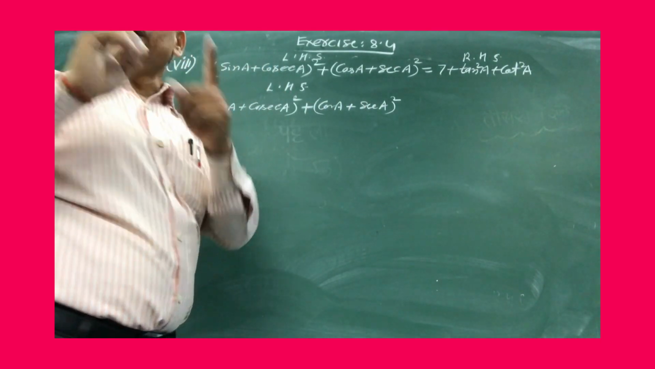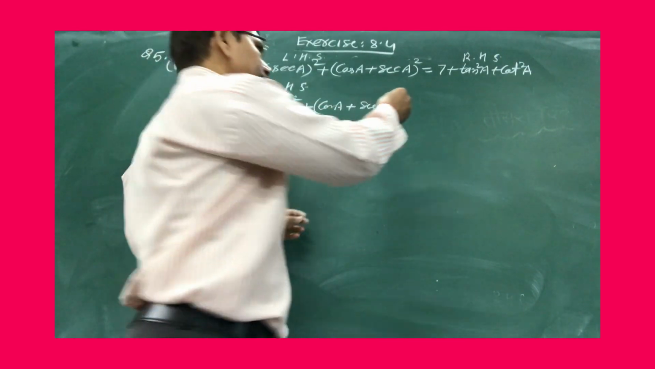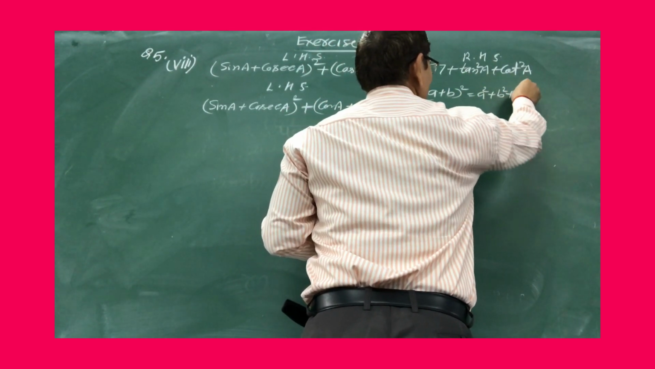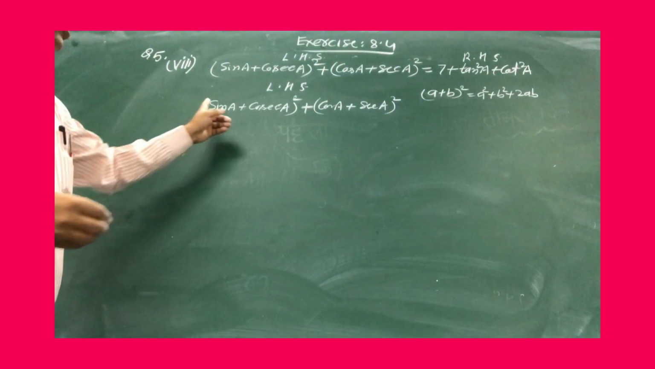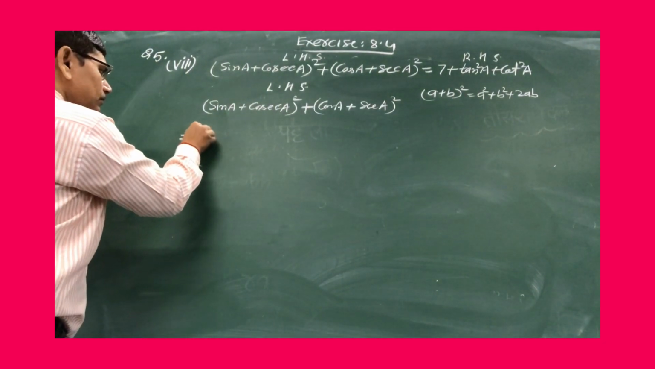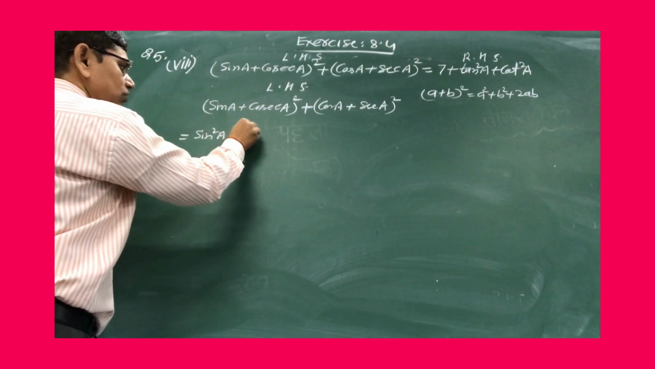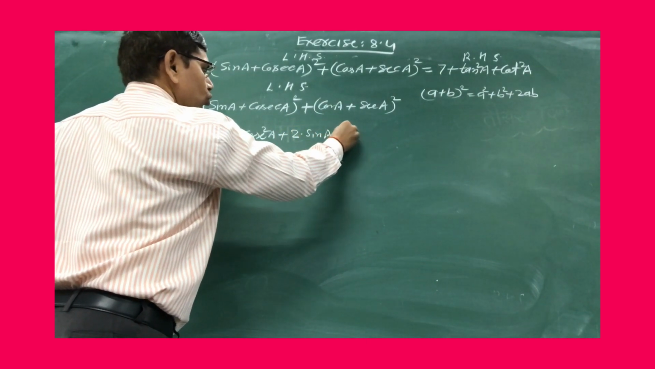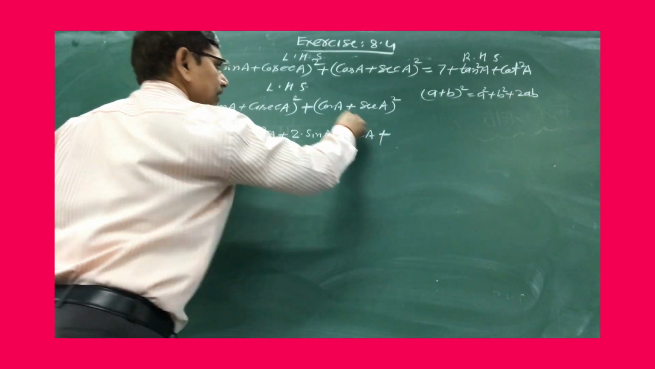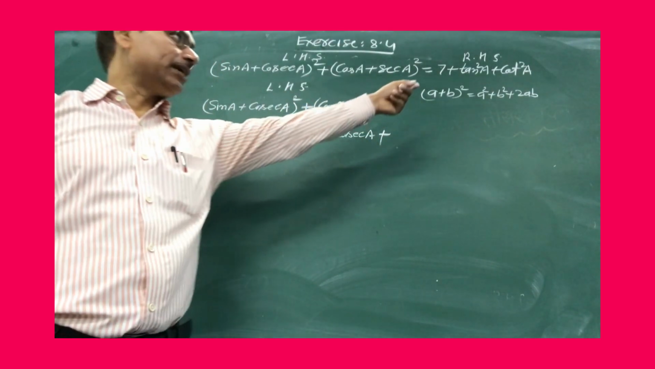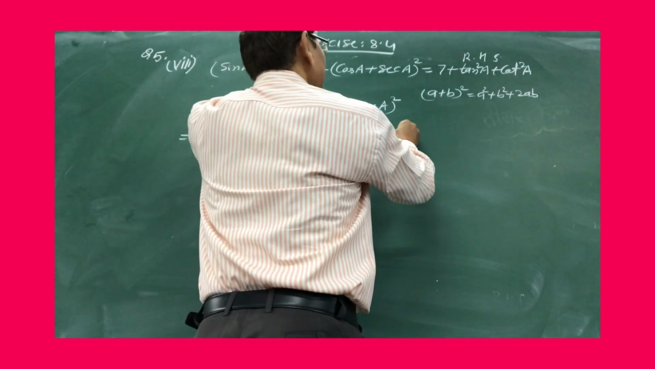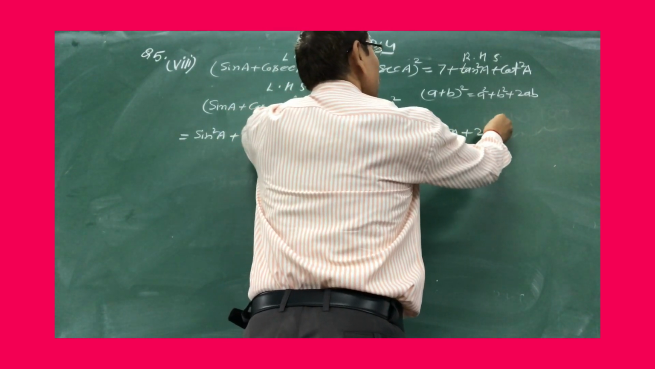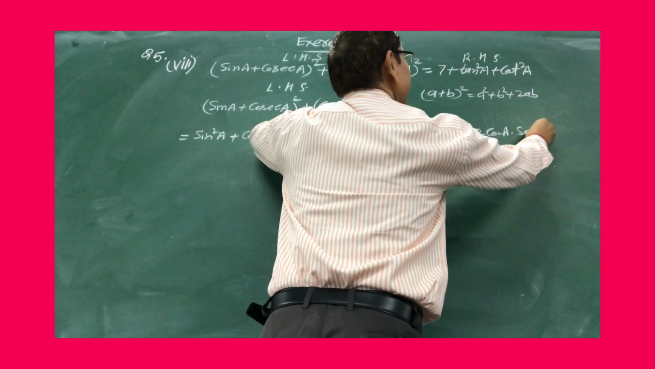Here you will use only a single identity which you learned in class 8, that is (A plus B) whole square is A square plus B square plus 2AB. Okay. So now dear, A square means sin square A plus cosec square A plus 2 sin A into cosec A. Again in the second bracket, once again use the same identity, that is cos square A plus sec square A plus 2 cos A and sec A.